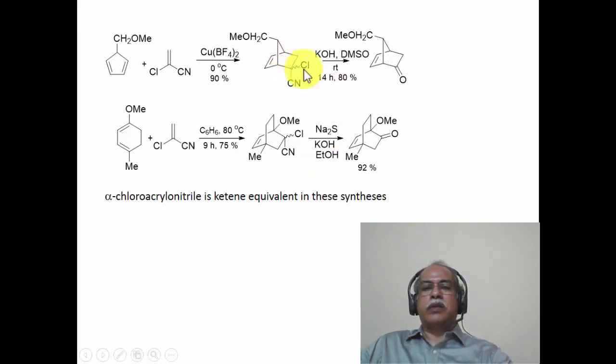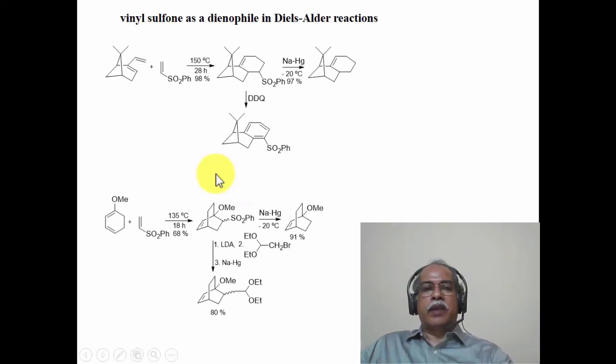the carbon halogen bond is removed by an OH substitution reaction. Once the OH is produced, it is essentially a cyanohydrin that is produced. The cyanohydrin is nothing but a masked form of the ketone. So under basic condition, the cyanohydrin undergoes the loss of cyanide to produce the corresponding ketone. So 2,2,1 bicyclic as well as 2,2,2 bicyclic ketones can be easily synthesized using alpha chloroacrylonitrile as a ketene equivalent by choosing the corresponding diene, which is either cyclopentadiene or cyclohexadiene, as shown in these two examples.